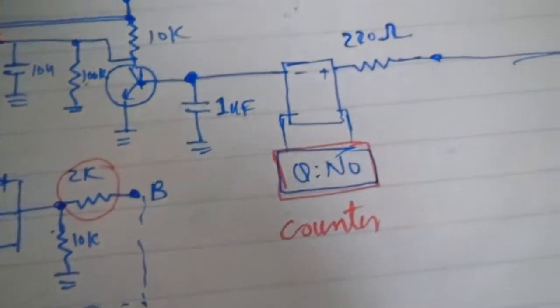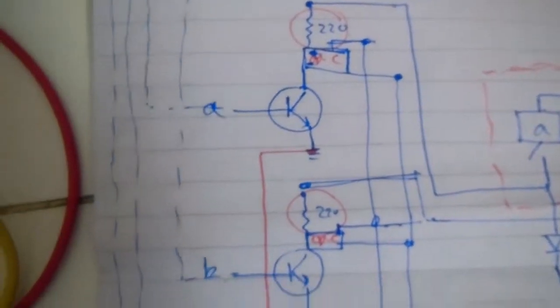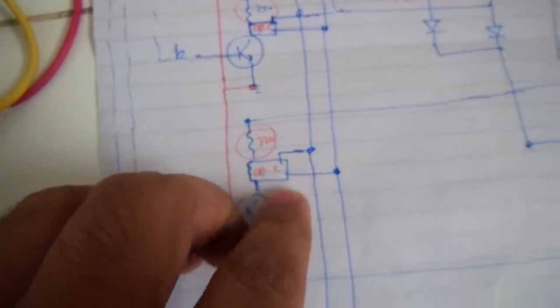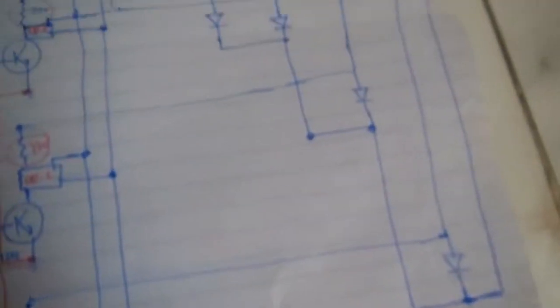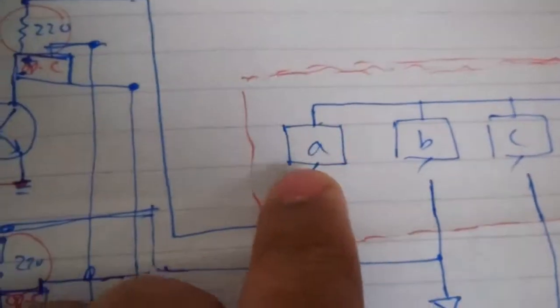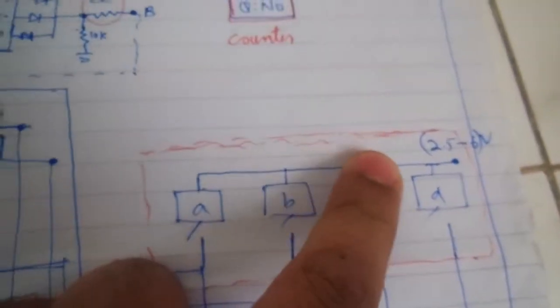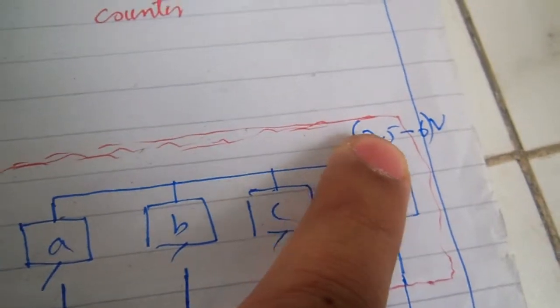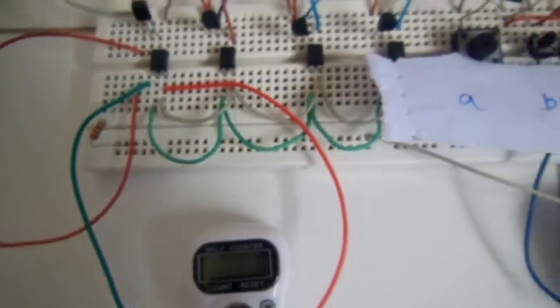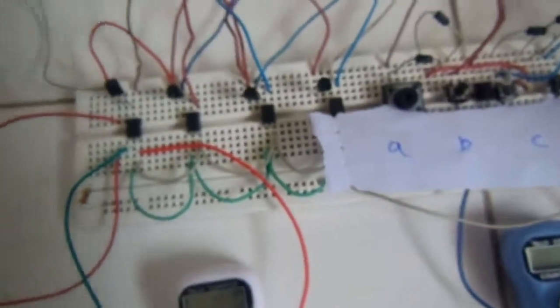Now here is the circuit diagram of the IC 4017, an application of the 4017 IC. Transistors are used here, and optocouplers and diodes. These are the 4 switches A, B, C, and D. It works on 6 up to 12 volts. So let's start the demonstration of the circuit, how it works.